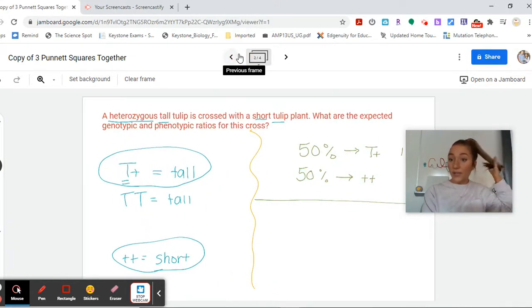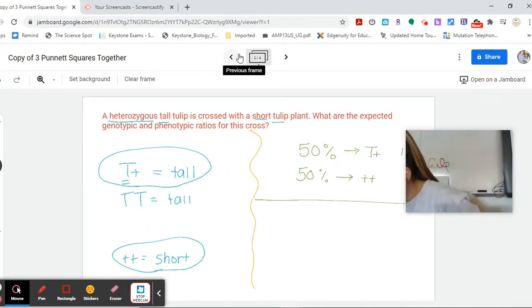So similarly, we're going to say that half of my kids, 1-to-1 or 50%, are going to be tall tulips, and 50%, 1-to-1, 2 out of 4, are going to be short.